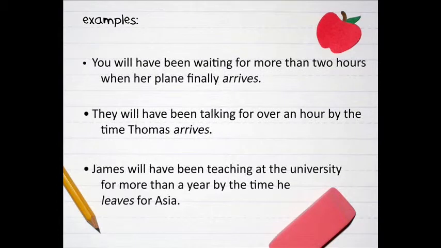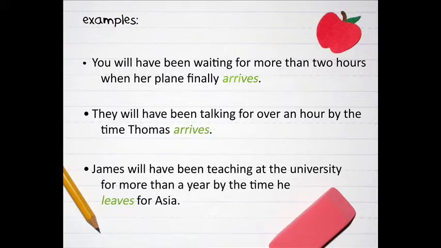Let's take the sentences as examples. You will have been waiting for more than 2 hours when your plane finally arrives. They will have been talking over an hour by the time Thomas arrives. James will have been teaching at the university for more than a year by the time he leaves for Asia. Notice that the actions in the sentences are happening in the present and will continue and end at some point in the future.